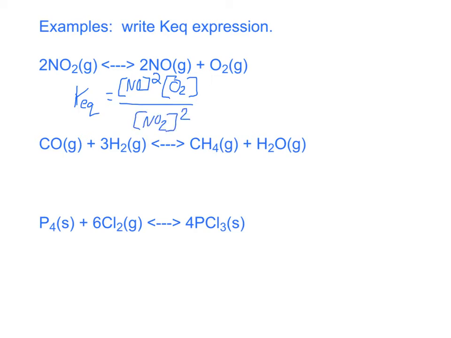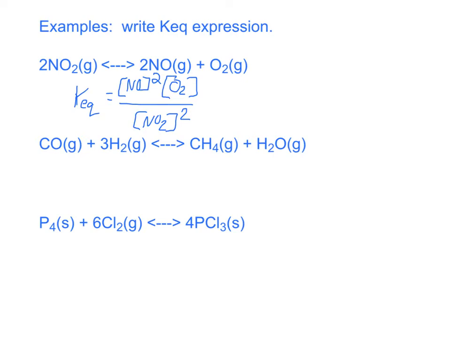So again, you can see where the coefficients go. And if you're wondering why we have to square it, it's because if you have twice as many particles, they can be involved in that many more collisions. It has to do with molecules colliding with each other to cause the forward or the backward reaction. So when you have more of that particular species available to collide, you have to account for that in the equilibrium expression.